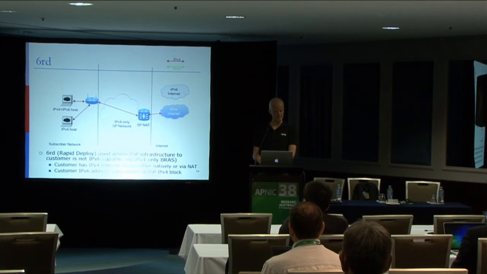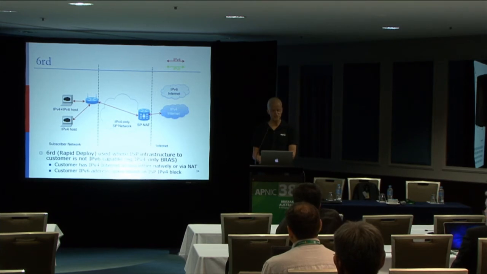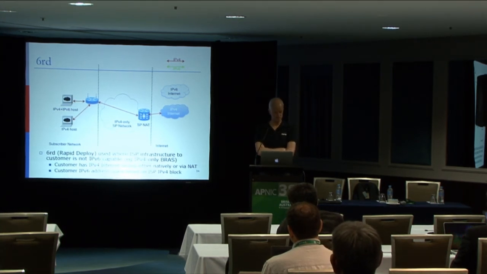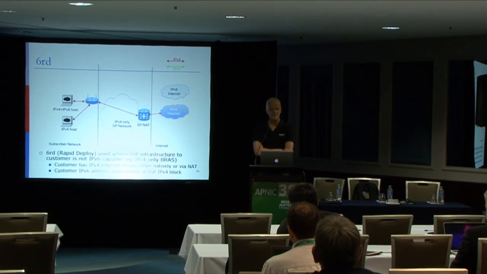Next one, 6RD. The RD stands for Rapid Deploy. And this is used where the ISP infrastructure to the customer is not v6 capable. For example, it could be a v4 only BRAS, that's unusual. More likely, a DSLAM that can't handle the v6 ether type. Or you're running your infrastructure over something, maybe from another network operator who can't provide v6 transport support. And that does happen quite a bit.